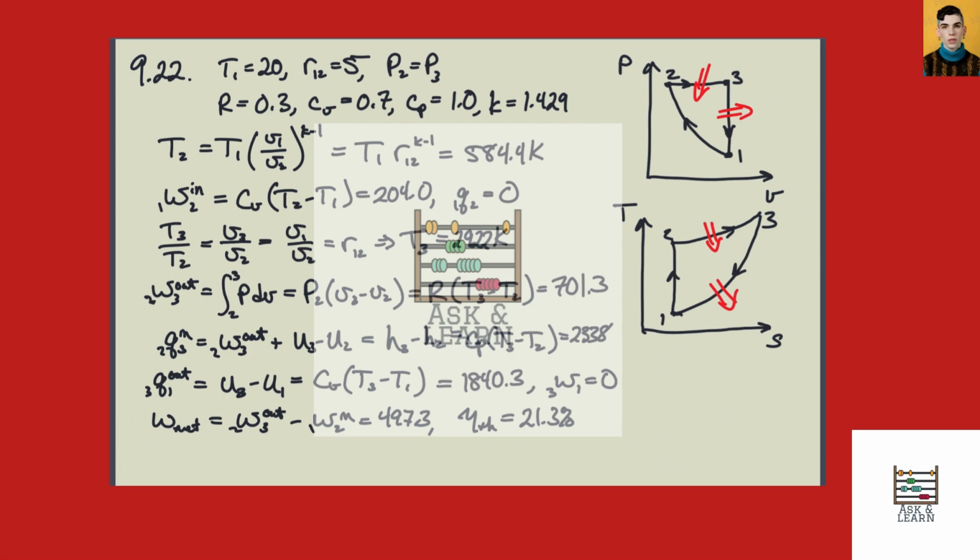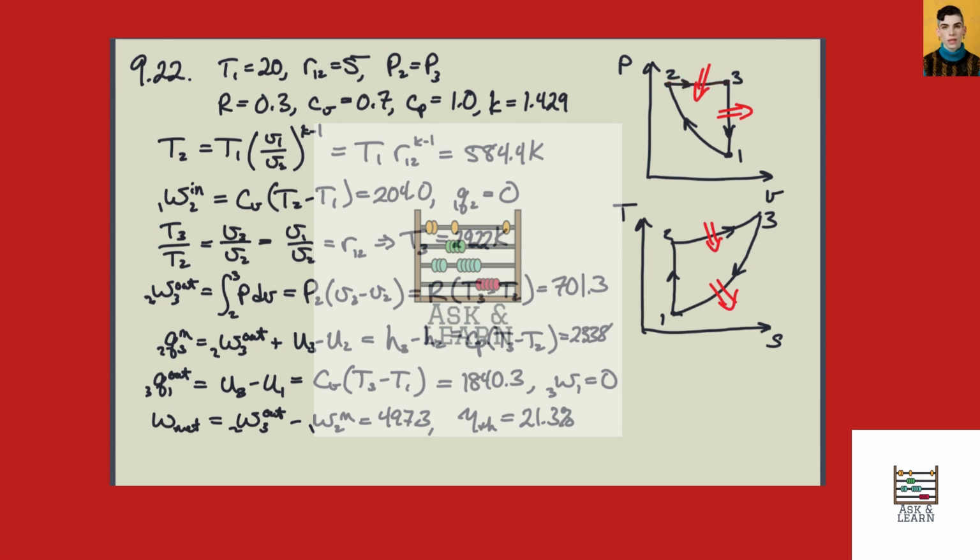So this is not to scale, but it's a representation of the cycle. Now, from 2 to 3, we have work coming out, and because it's constant pressure, it's just that pressure times the change in specific volume. Because it's an ideal gas, that ends up being the ideal gas constant times the change in temperature, and that winds up being 701.3 kilojoules per kilogram. So that's the work we get out there.